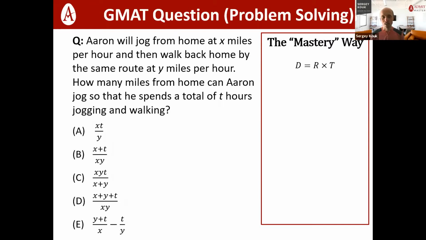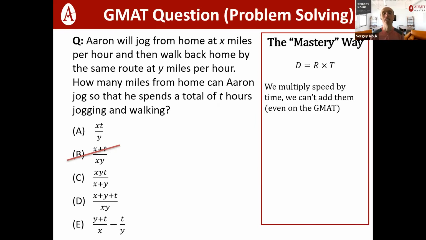Look at the answer choices. In some answer choices, the GMAT is actually trying to do exactly the same thing. Look at answer choice B, x plus t. Well, x is a speed, t is the time. How can you add speed to time? So that actually helps us eliminate B. It's not possible. This is not how we calculate our distance. It cannot even be a part of a formula because we can't add things that don't measure the same thing.